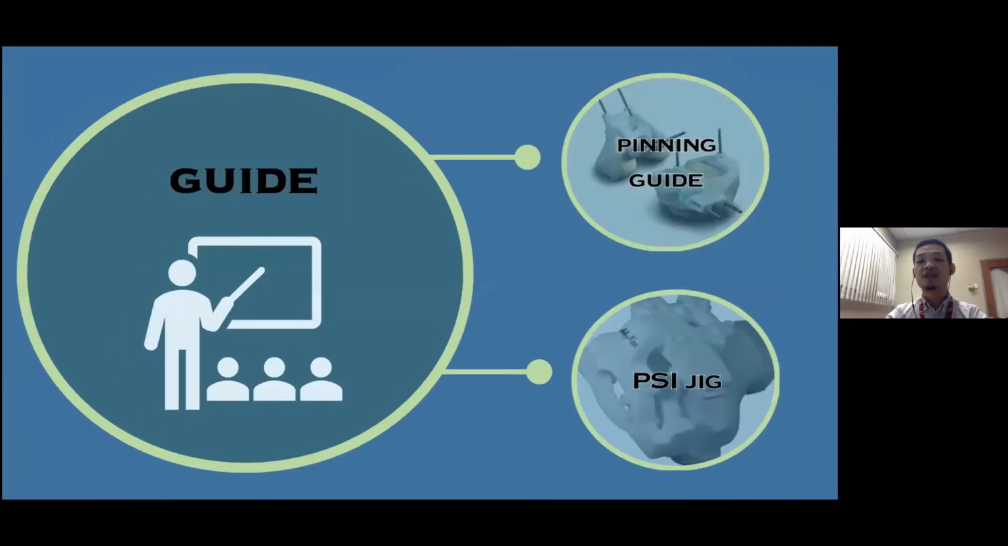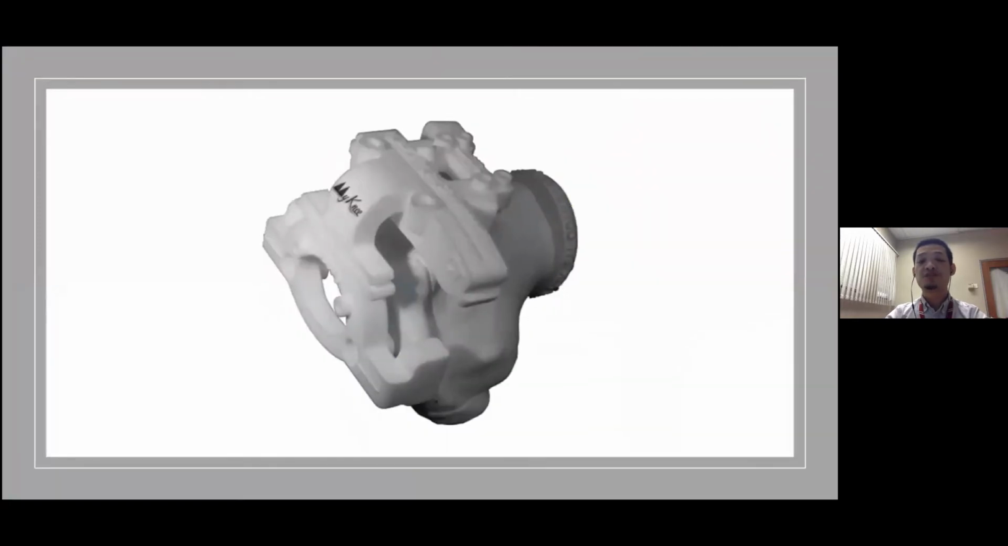One step above that is a patient-specific jig. You can see there's a slot here where we can straight away do the cuts. You still need to pin, but you don't need to repeat steps. You just put this in and you can straight away do the cuts.